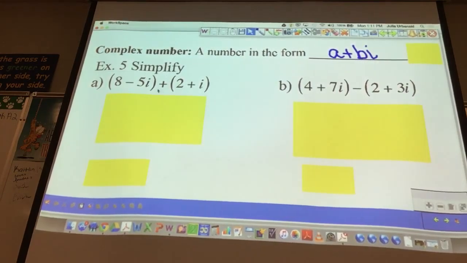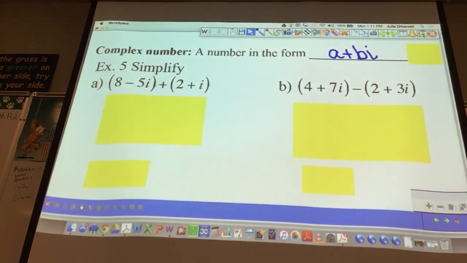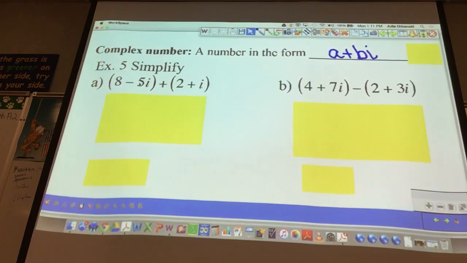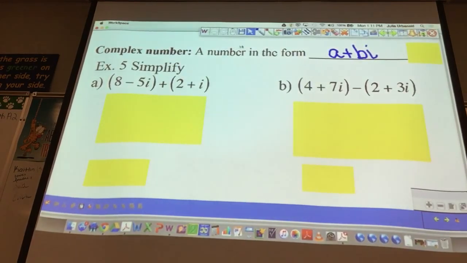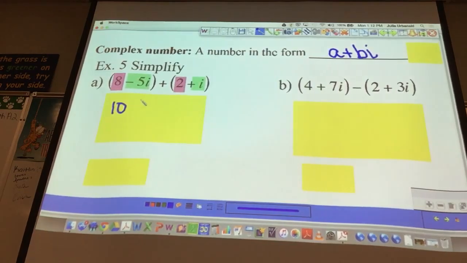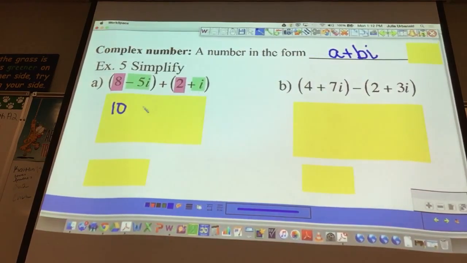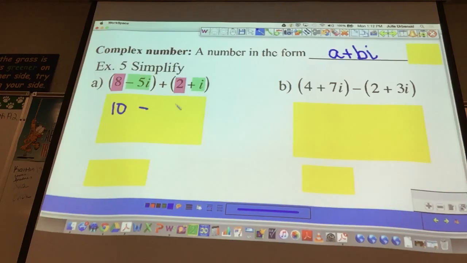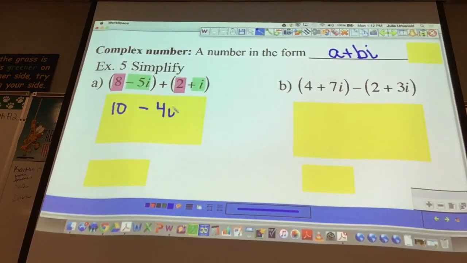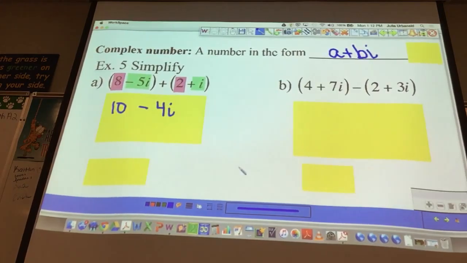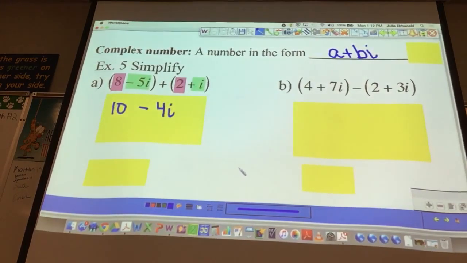Do you see any multiplication here? No. What is this? Addition. We're just adding 2 parentheses together, so we're just going to combine the like terms. Which ones can go together? Good. 8 and 2 become 10. Negative 5i plus 1. Alright, and if there's anything more you can combine, fine. If not, that's your answer.